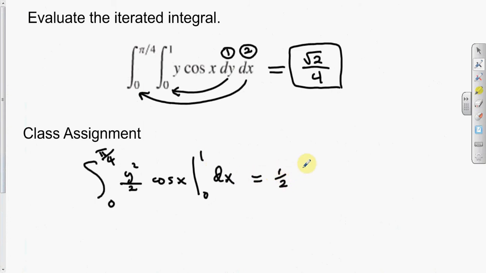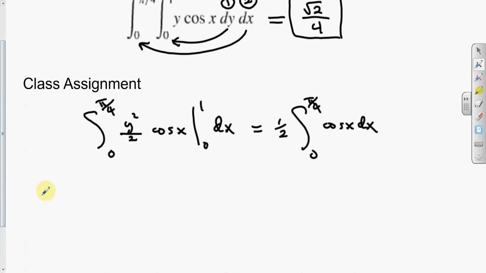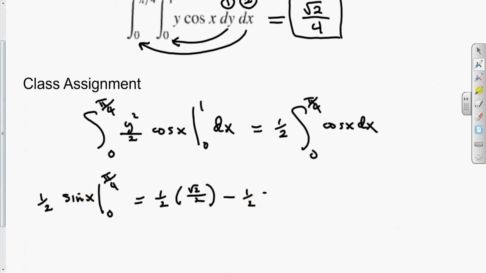This gives you a 1/2 integral from 0 to pi over 4 of cosine x dx. You integrate the cosine. This is 1/2 sine x evaluated from 0 to pi over 4. So we evaluate sine at pi over 4. It's the 1/2 sitting there. You know, that's square root of 2 over 2. Then you evaluate the sine x at 0. That's 0. So all you have is the square root of 2 over 4.